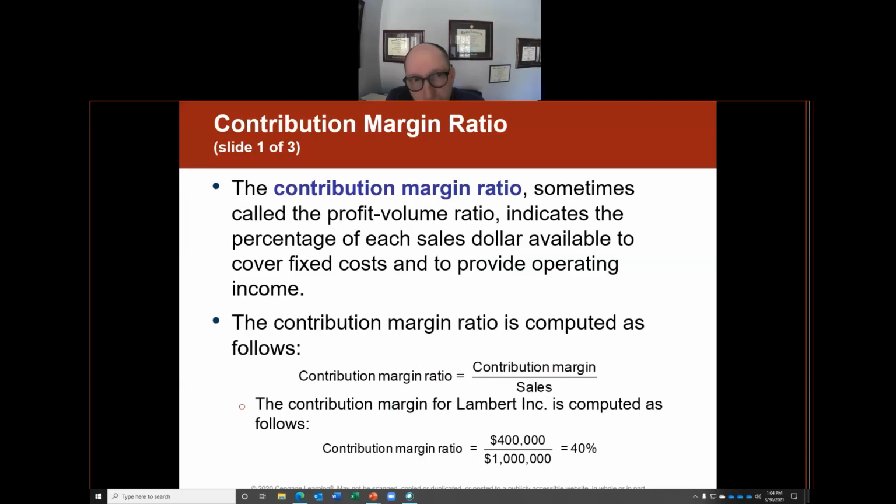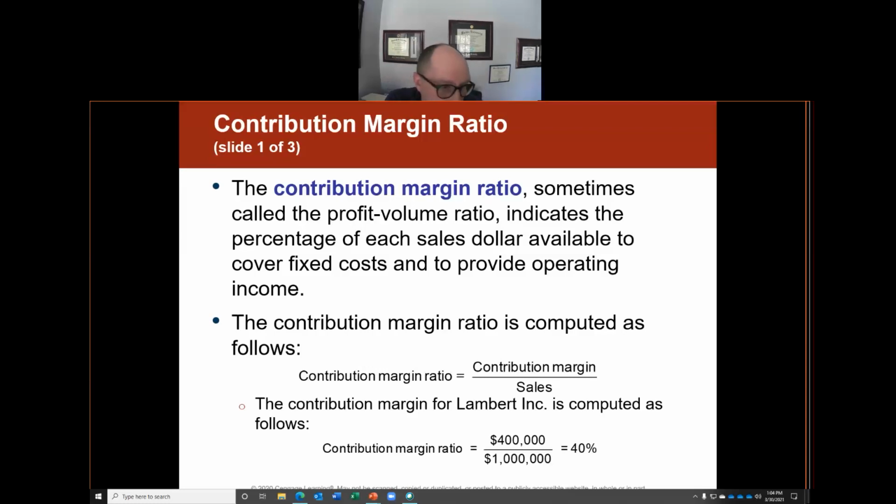Another important part of this process is understanding this thing called the contribution margin ratio. We know what contribution margin is. Contribution margin is sales minus variable costs. To find the contribution margin ratio, we take the contribution margin divided by total sales.